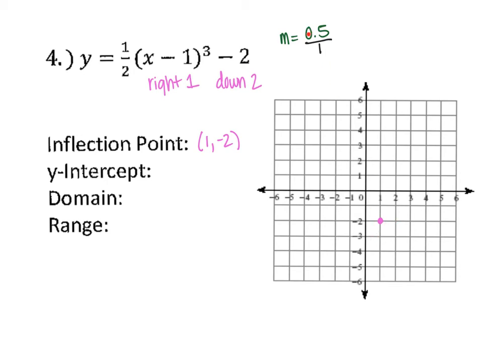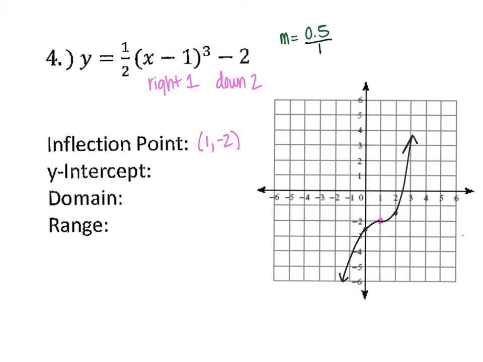So this is saying 0.5. In other words, my rise is going up 0.5. So that's up 0.5 and then over 1. So here's my point that I want to plot. I'm going to grab my pen and plot that point. And then if I want the other point, I have to go in the opposite direction. So down 0.5 and over to the left 1. So here's my point. I'm going to plot that as my third point. And then I'm going to connect the dots. It looks like it's going down first and then up. So I draw my cubic function. And there we have it. We have our graph.